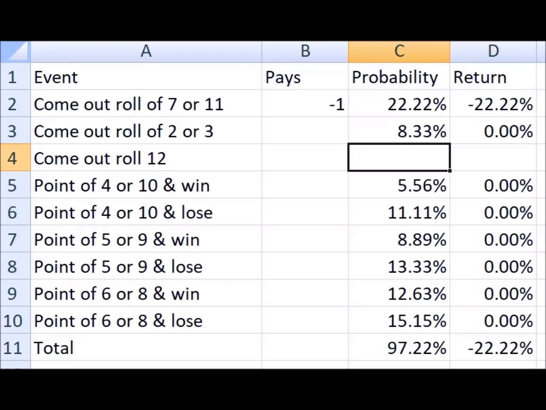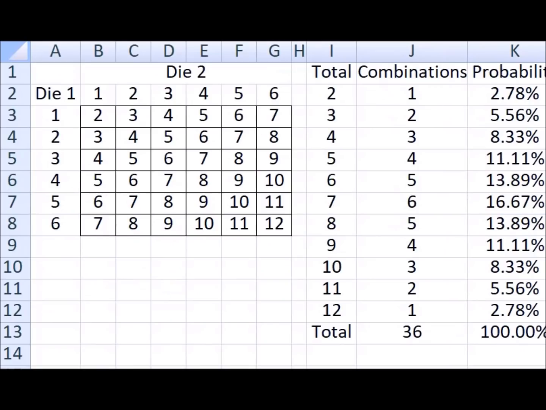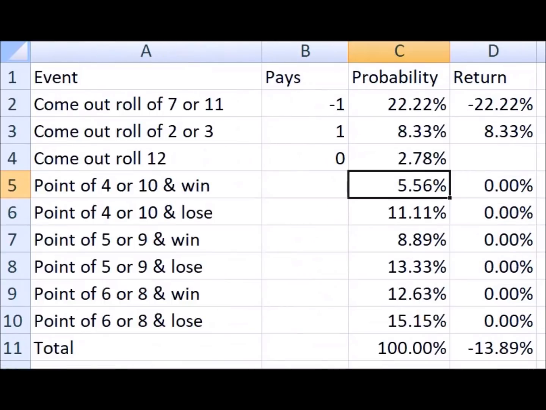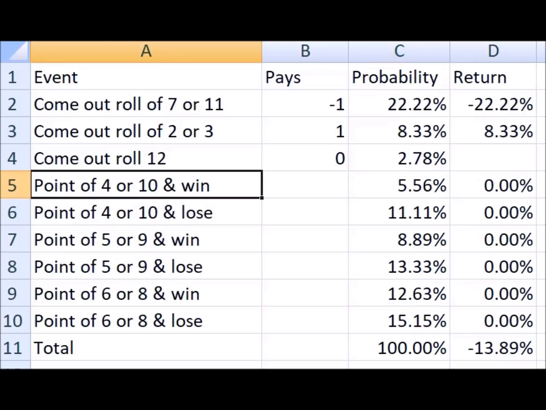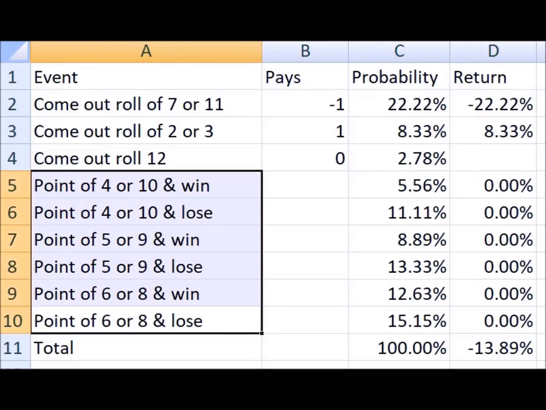The only thing that is not the mirror opposite is what happens on a come out roll of a 12. That will cause the pass line bet to win, but it causes the don't pass bet to only push. So we'll put a 0 for pays for a come out roll of a 12. As we saw from the first math part, the probability of a 12 is 2.78%. And here we can just reverse these. Let's reverse the word win with a placeholder for now.